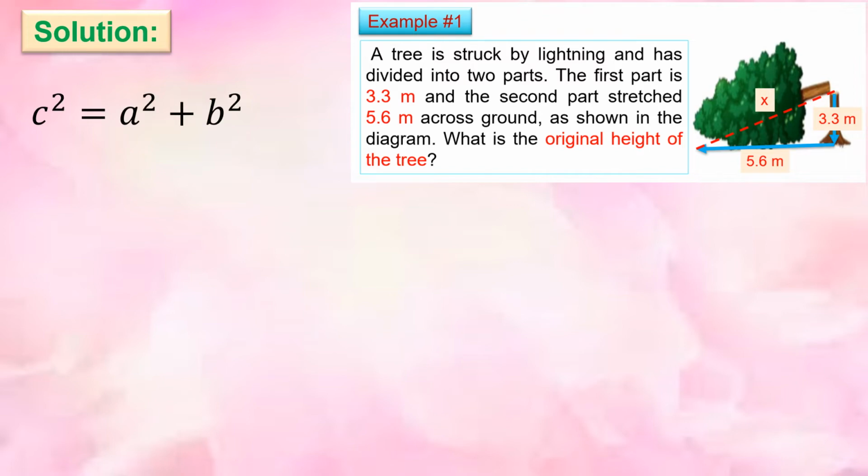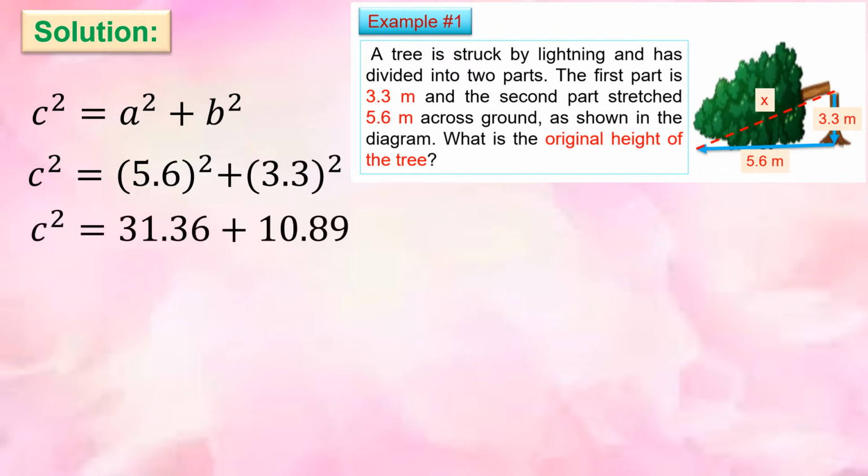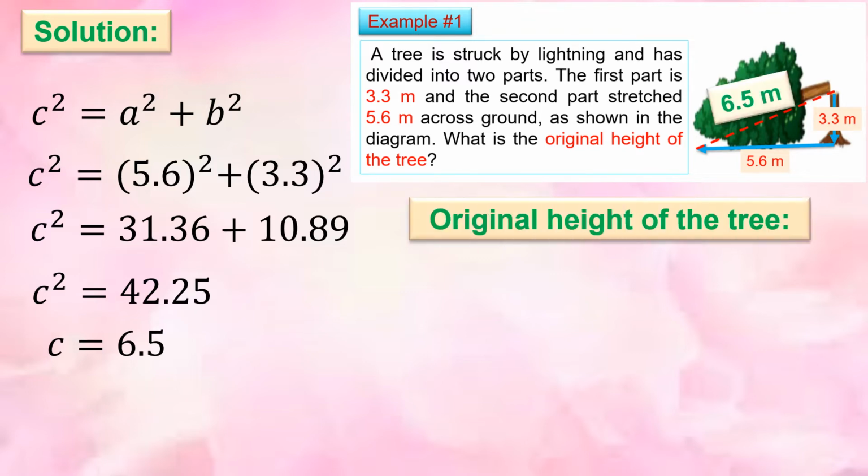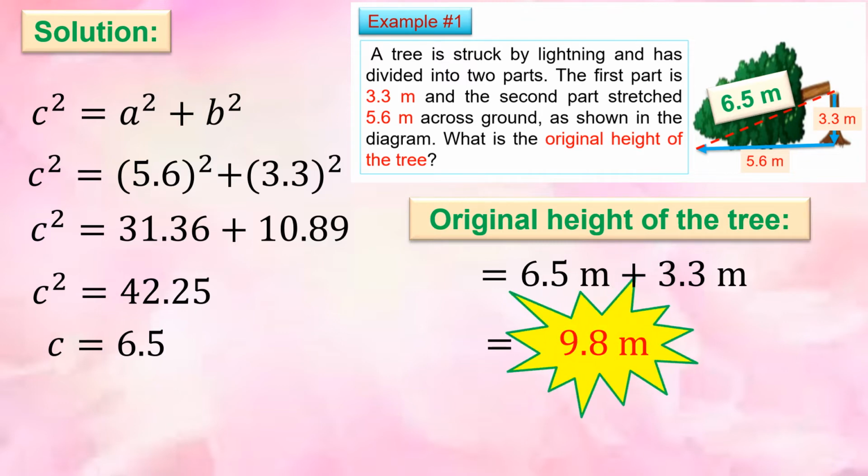To solve for x, we are going to use the formula c squared is equal to a squared plus b squared. And then we are going to substitute the values: 5.6 squared plus 3.3 squared. 5.6 squared is equal to 31.36 while 3.3 squared is equal to 10.89. Adding it up, it is equal to 42.25. And then get the square root, it is 6.5. So therefore, side x is 6.5, and then to get the original height of the tree, we are going to add 6.5 meters plus 3.3 meters is equal to 9.8 meters. So the original height of the tree is equal to 9.8 meters.